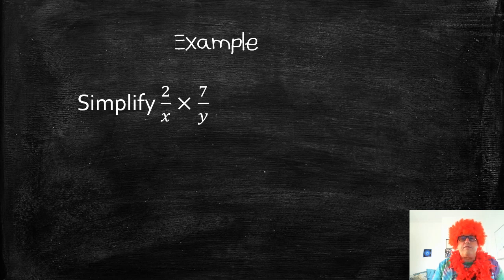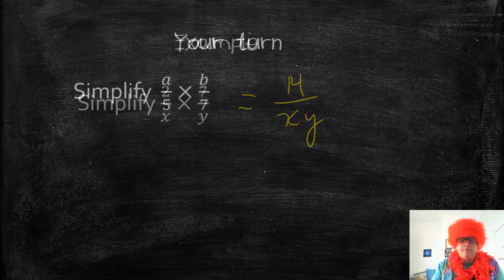Okay, on to multiplying fractions. As is the case with numeric fractions, multiplying fractions is actually easier than adding and subtracting fractions. Why? We don't need a common denominator. Remember, we just multiply the numerators, we multiply the denominators. 2 times 7 is 14. X times y is xy. That's it, we're done. Of course, sometimes we might need to do some simplifying. In this case, there's nothing to simplify.